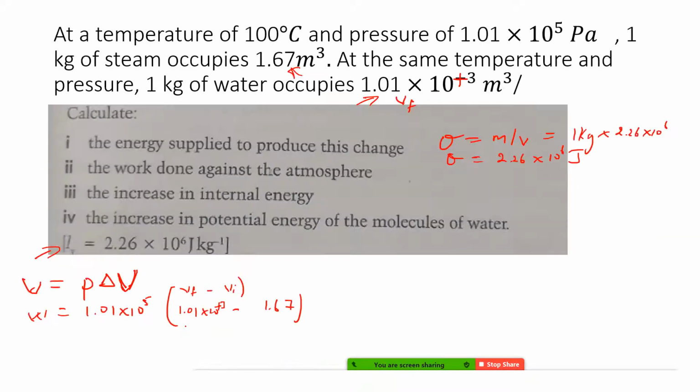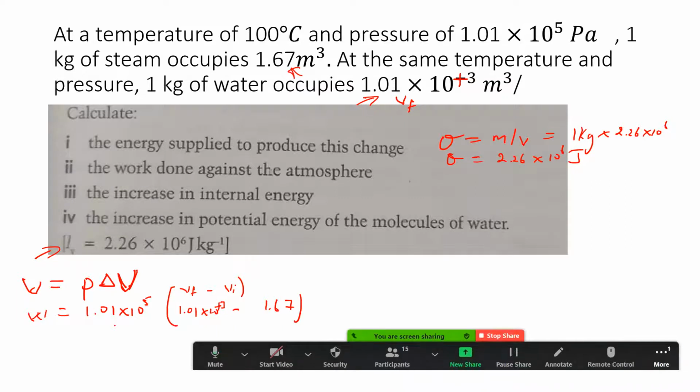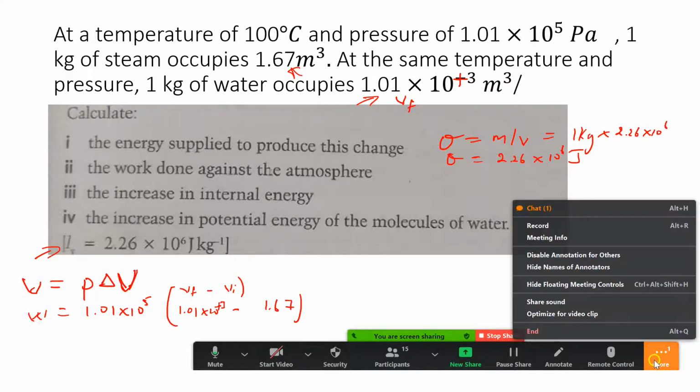But based on this calculation here, it's not going to give us a negative value. Go ahead and just work this out for me and see what we're getting. We should be getting a negative value, but it's not. But at the end of the day, we must understand that because we're doing work against the environment, it's going to be negative.